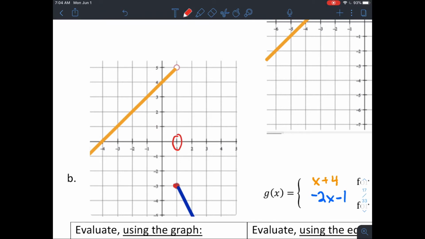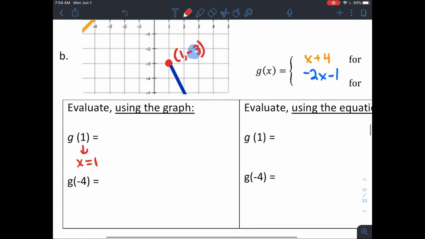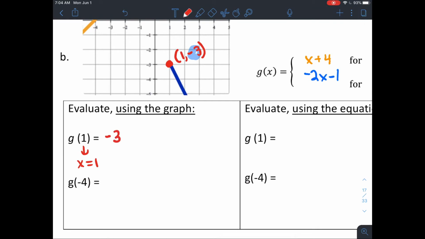So if I'm looking for the point with the x value of 1, that's the point down below on the blue line, not the open circle up above. That point has an output value of -3. So when you plug in 1, you get out -3.